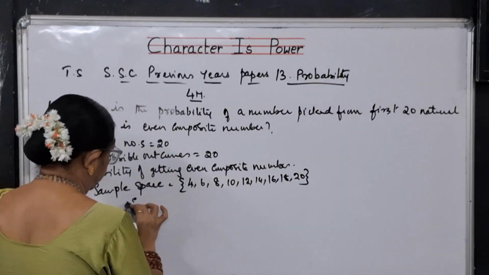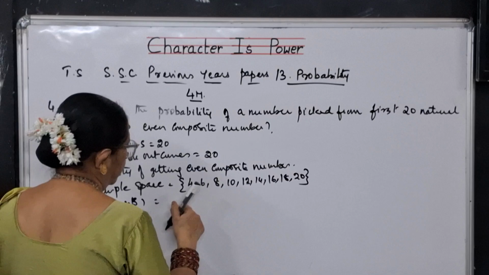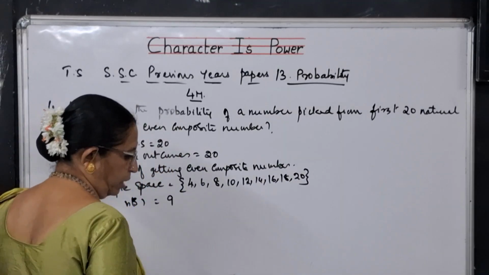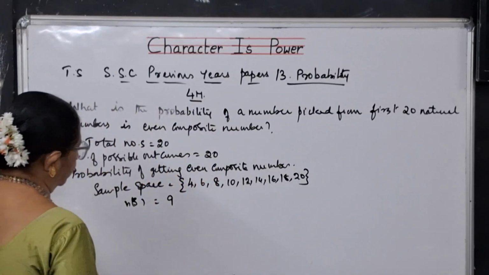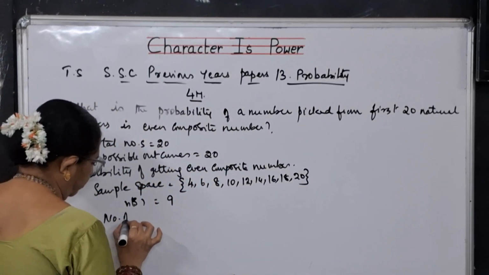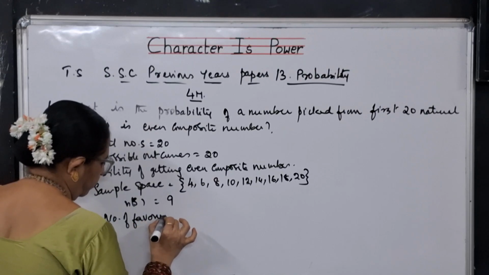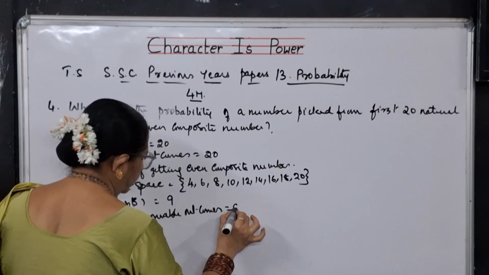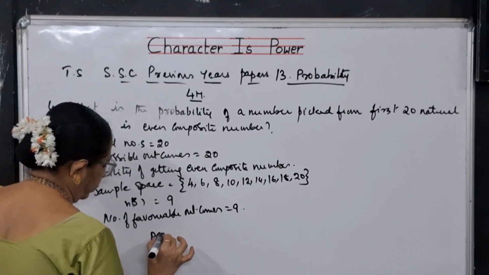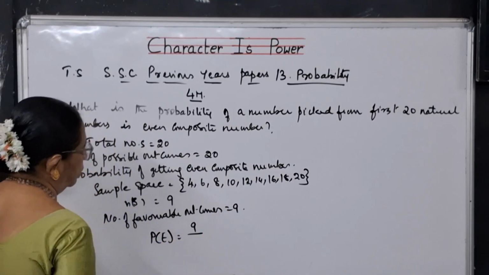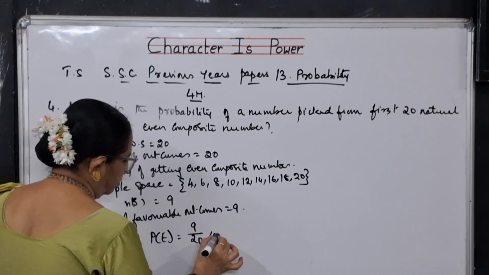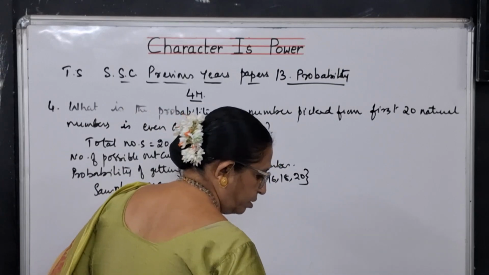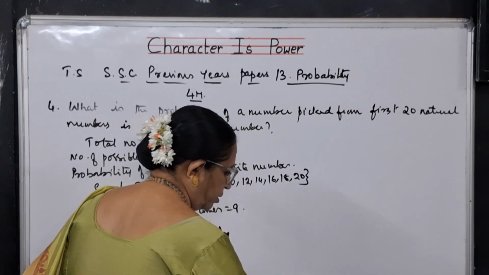So, what is n of S? 1, 2, 3, 4, 5, 6, 7, 8, 9. So, totally there are 9. This means number of favorable outcomes is equal to 9. So, what is P of E that they have asked? 9 by 20. This itself is the answer. You cannot simplify it, children. So, please copy it.